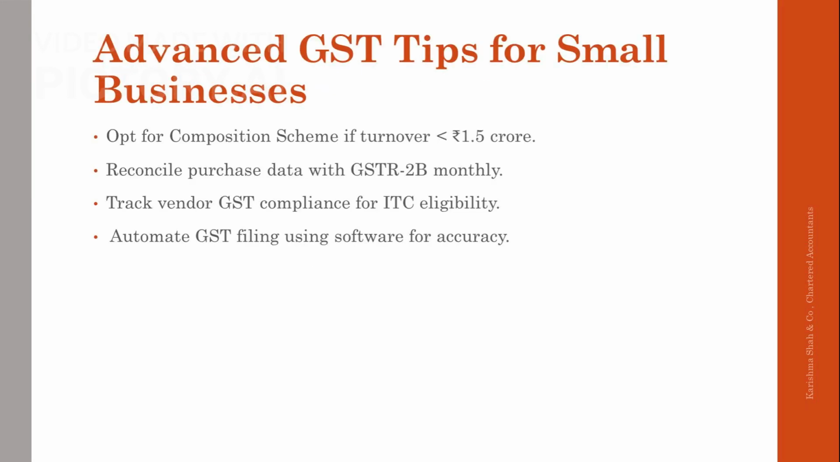For small businesses, there are advanced GST tips to consider. Opt for the composition scheme if your turnover is less than 1.5 crore rupees, reconcile purchase data with GSTR2B monthly, track vendor GST compliance for ITC eligibility, and automate GST filing using software for accuracy.